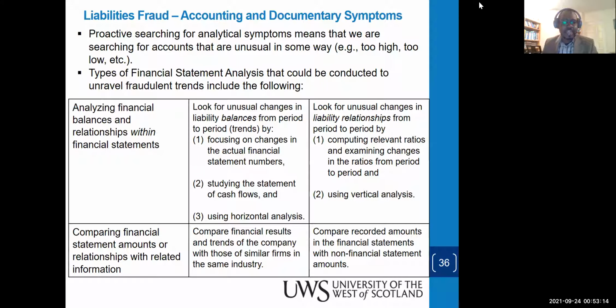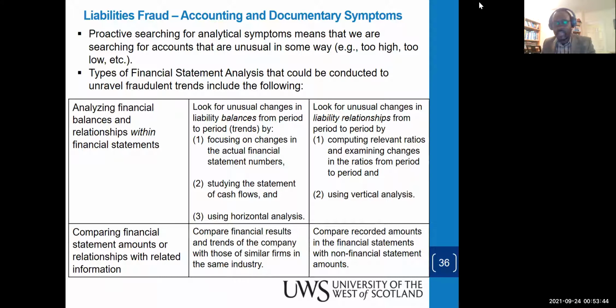So analyze these financial balances and try to look at the relationship within the financial statements year on year. Okay. So look out for any changes in the balances. Perform some trend analysis, some horizontal, vertical changes, and try and see. Focus on the changes in the actual numbers, not the percentages. Okay. Study the statement of cash flow. Use horizontal analysis, like I said. Use vertical analysis. Compute ratios.